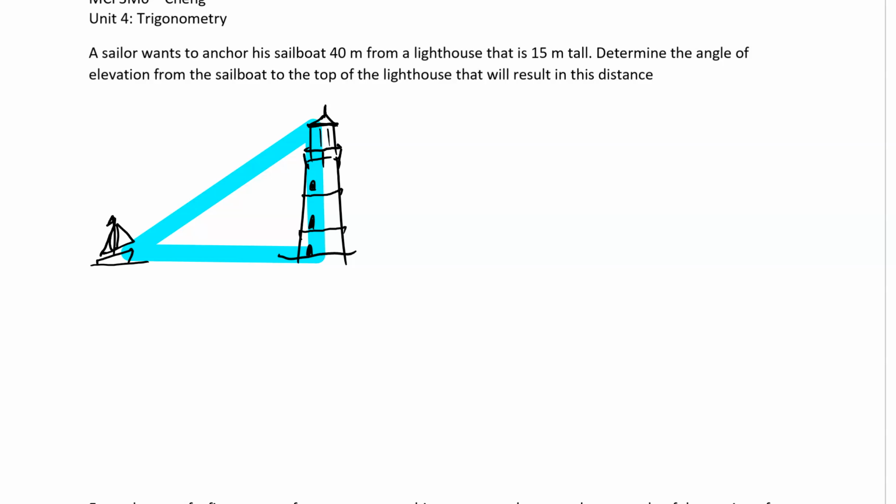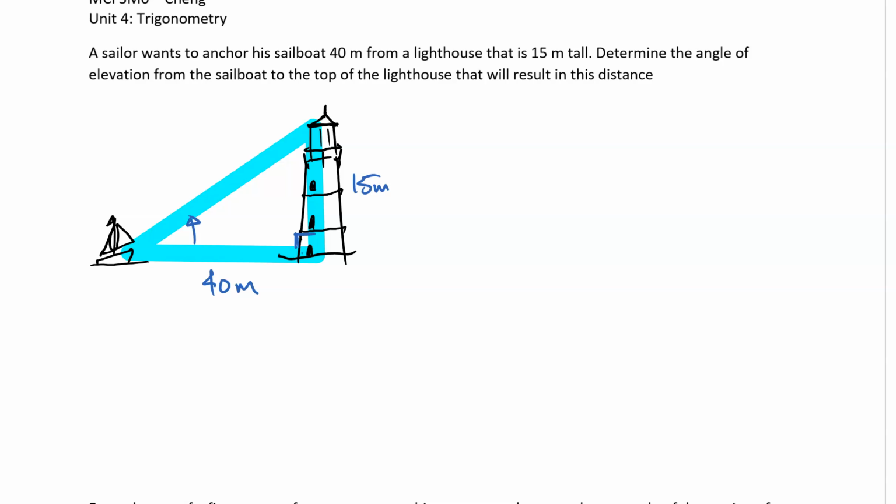Let's take a moment and write in the information that we have. The sailor wants to anchor his boat 40 meters from the lighthouse, so 40 meters from the lighthouse goes right here. We know that the lighthouse is 15 meters tall, so I'm going to write 15 meters tall. Determine the angle of elevation, and that is going up right here from the sailboat to the top of the lighthouse that will result in this distance. One more thing to remember is that we are talking about a 90-degree triangle right here. It's got to be 90 degrees.